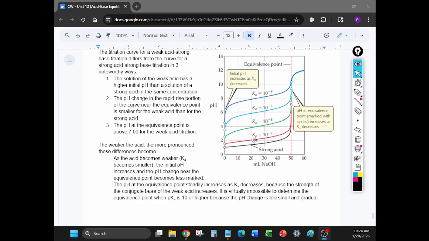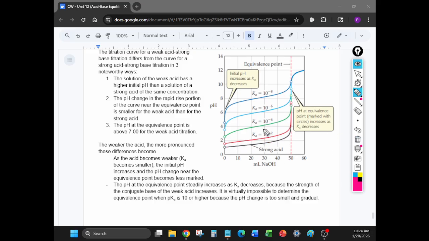And you'll see how, as the Ka value goes down, the titration curve looks a little bit different. So here you have a strong acid, and if you look at a strong acid, you'll notice that the curve is very flat until you get to the equivalence point, and then it spikes straight up.